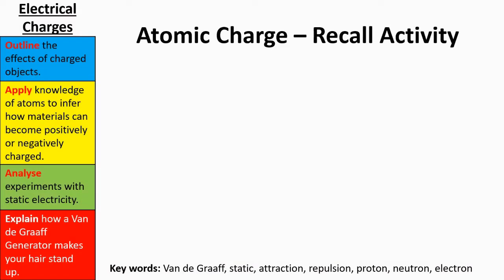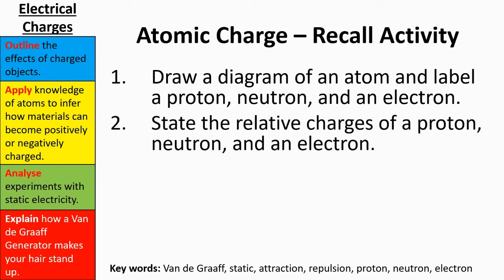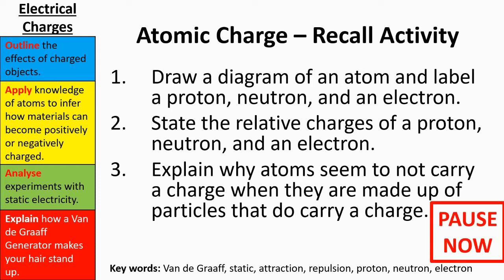Let's see what you already know. Number 1. Draw a diagram of an atom and label a proton, neutron and an electron. Number 2. State the relative charges of a proton, neutron and electron. Number 3. Explain why atoms seem to not carry a charge when they are made up of particles that do carry a charge. Pause now, have a go at these questions. When you're ready to move on, press play.